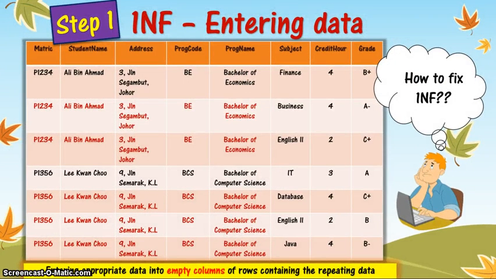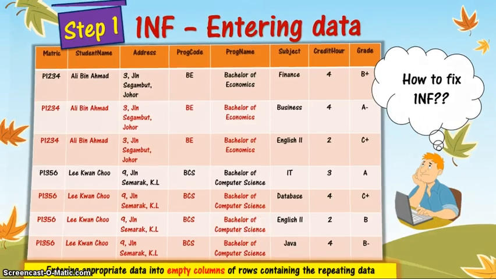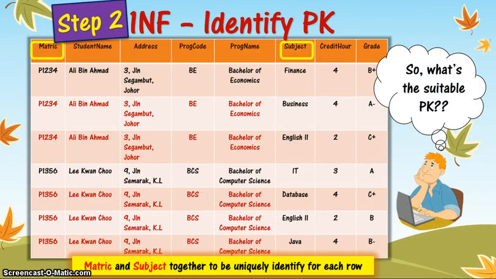We also have steps to identify 1NF, 2NF, and 3NF. So the first step for 1NF, you have to fix the 1NF by entering data. Previously the red ones are empty cells. So you have to enter the data in these empty cells. And the next step, you have to identify the PK.